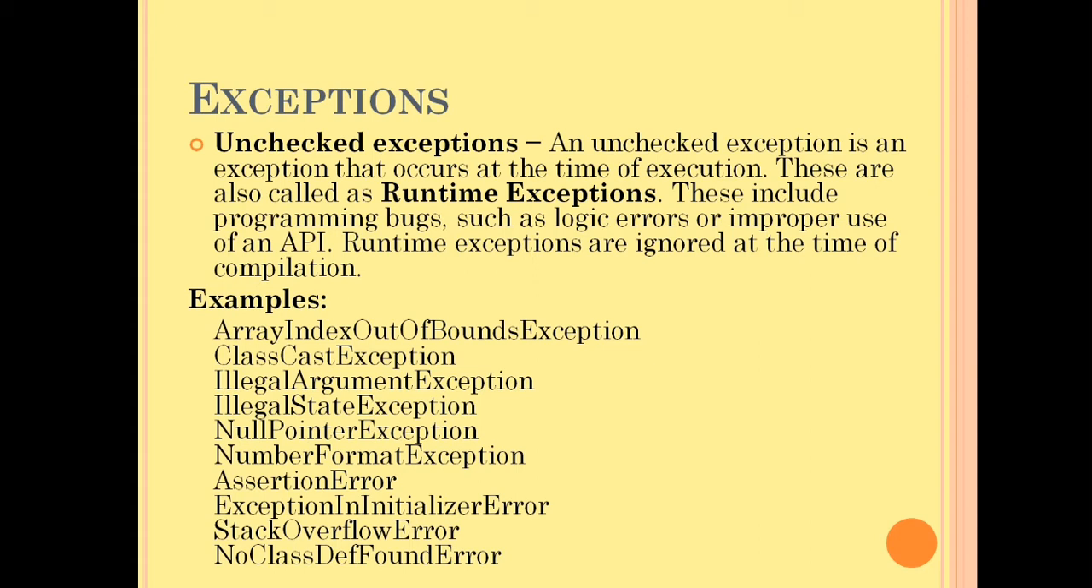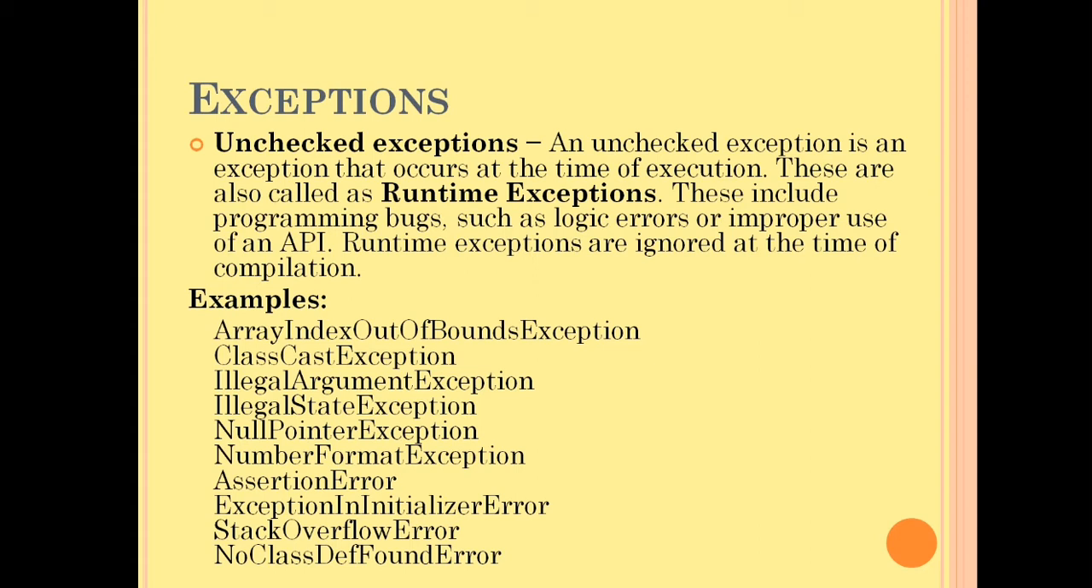These include programming bugs such as logic errors or improper use of an API. Runtime exceptions are ignored at the time of compilation. For example, you have the null pointer exception. A null pointer exception will only occur when that null object or null instance is used to trigger it. So that exception will only occur at that time, and it cannot be caught at compile time. That's called a runtime exception.